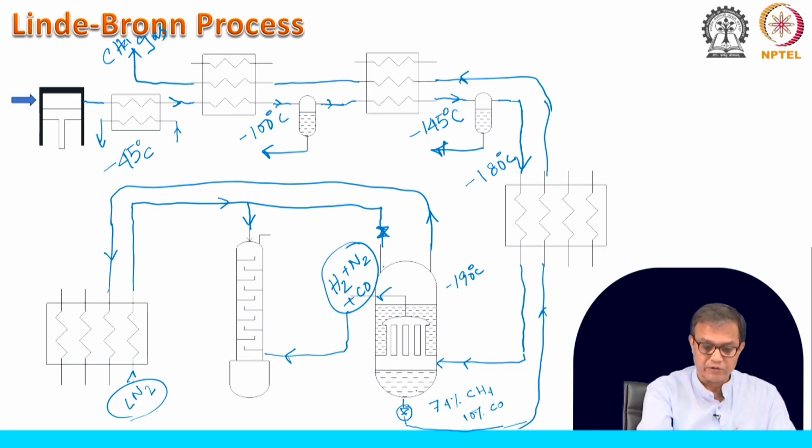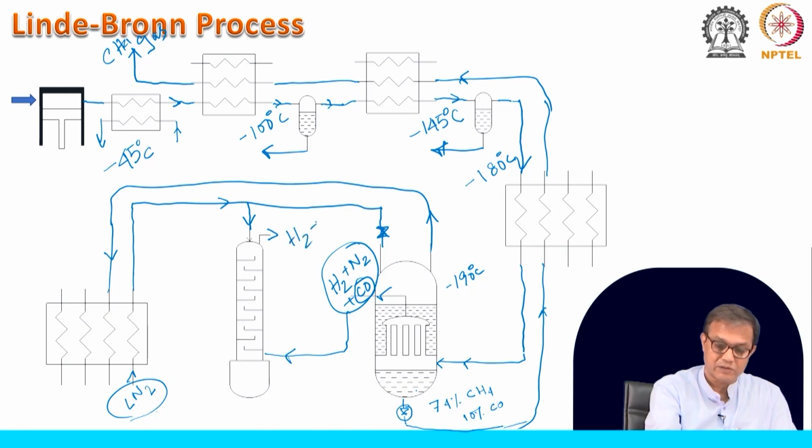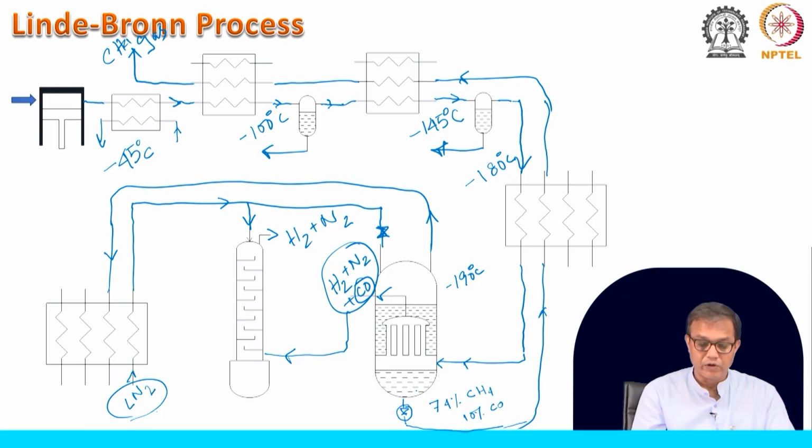A part of that liquid nitrogen is now coming into this CO scrubber, where it will scrub this CO, okay. The CO will be dissolved in it, while the hydrogen and nitrogen will be collected on the top. This will be hydrogen plus nitrogen, and this is the product that we are looking for.